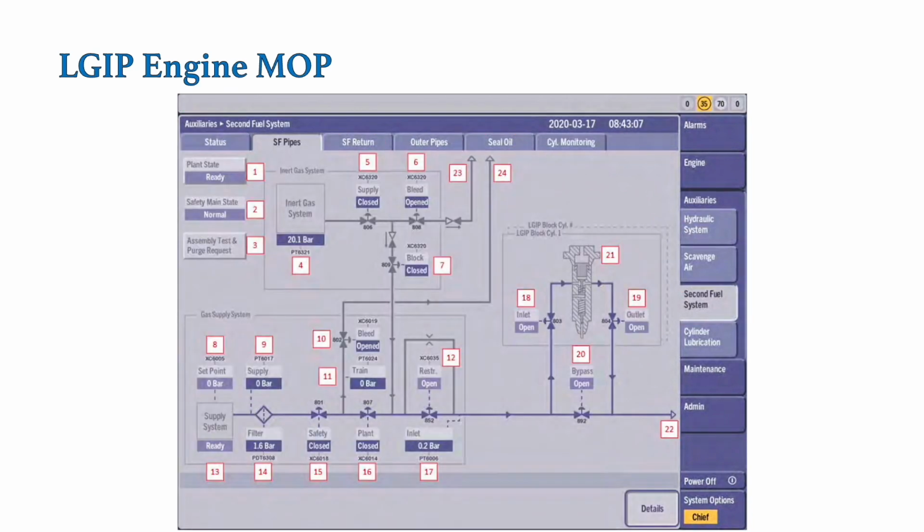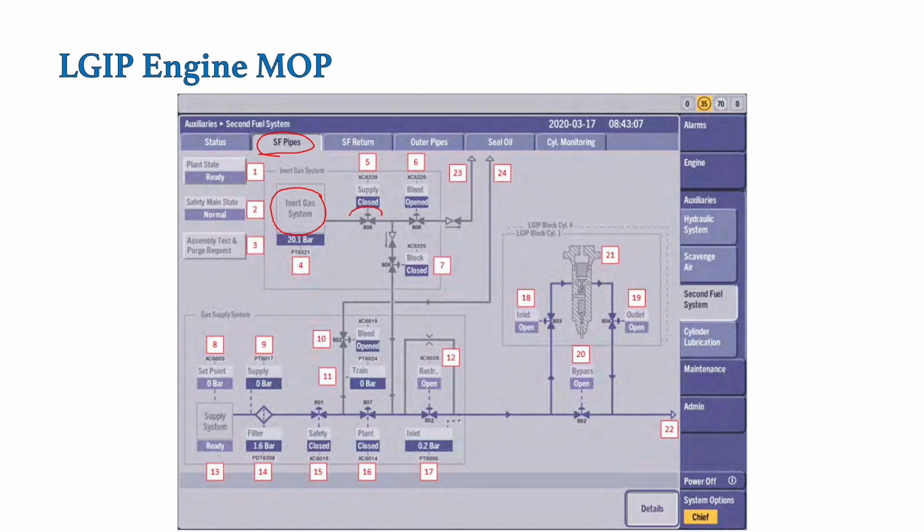So this is the screen for the secondary fuel piping for the supply system. As you can see on the screen, this is the inert gas system. This inert gas system is basically the nitrogen generator that provides nitrogen at around 34 bar for the pressure test of the double wall piping, plus the purging of these piping during the starting as well as stopping process.